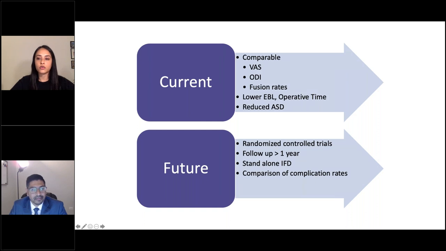outcomes such as VAS scores, ODI scores, and fusion rates as pedicle screw fixation, with the additional benefit of having lower EBL and operative times, which is beneficial for patients with other medical comorbidities, which may preclude an open fusion. One study also demonstrated lower adjacent segment disease compared to pedicle screw fixation, and this is another potential benefit of these devices.